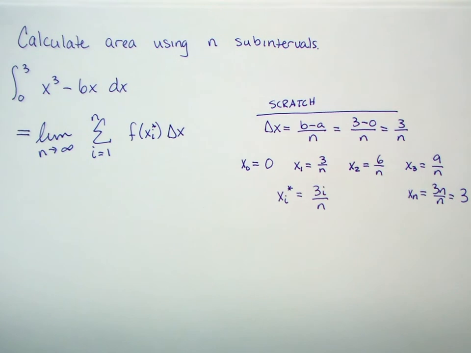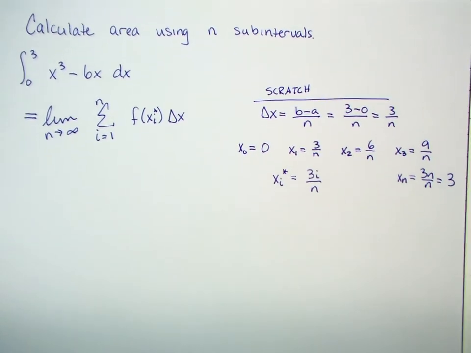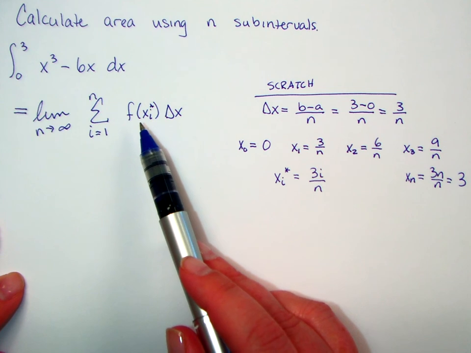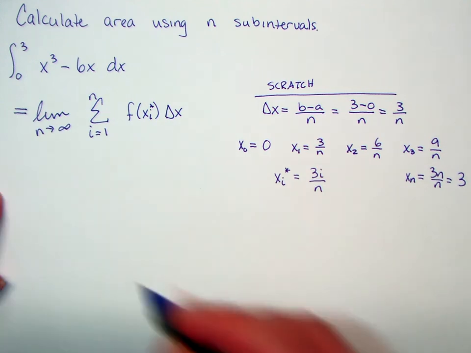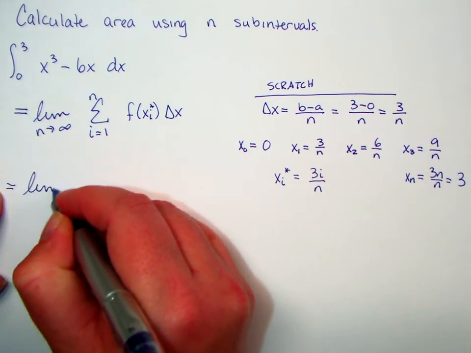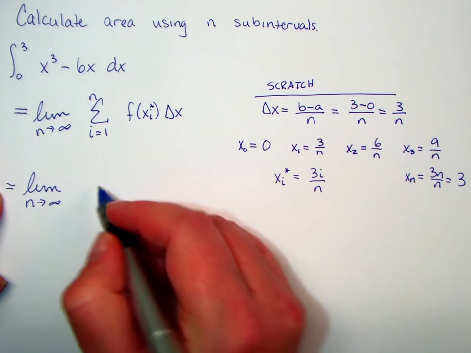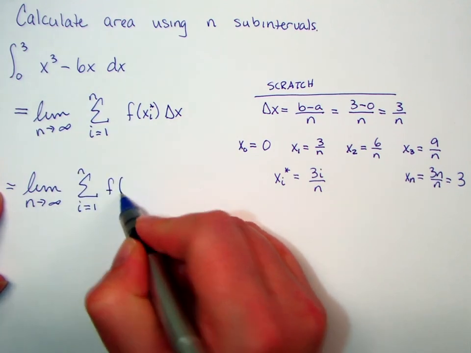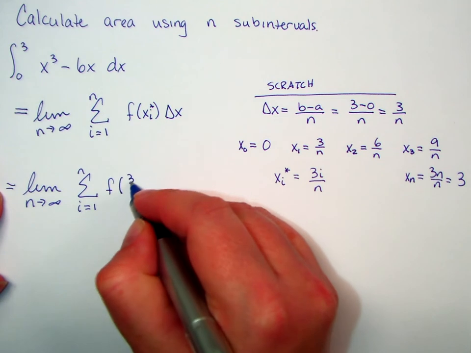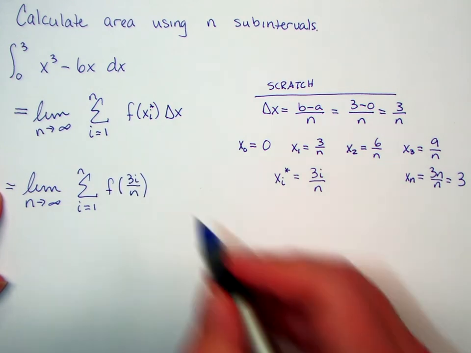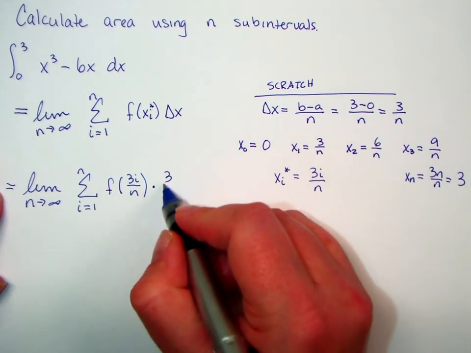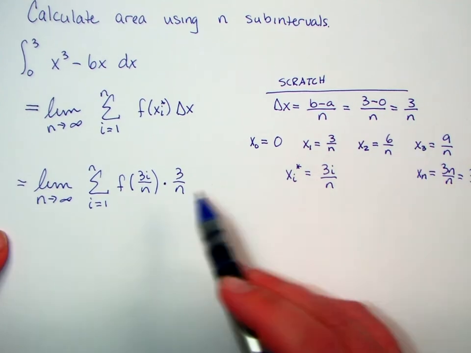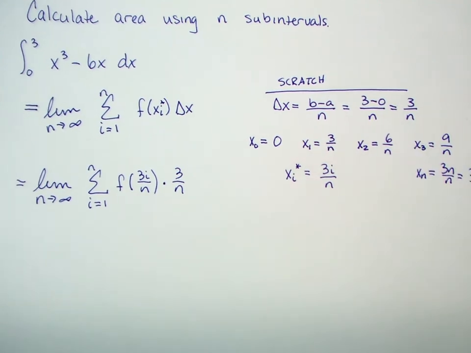So now what I'm going to do is I'm going to plug those in, okay? I'm going to plug in x sub i star, 3i over n, and I'm going to plug delta x in. So now I've got the limit as n goes to infinity of the sum from 1 to n. And we're going to plug our x sub i star in there, which is 3i over n. And then we're going to multiply that times delta x, which is 3 over n. Right? So calculate your formulas, plug them into your definition here.